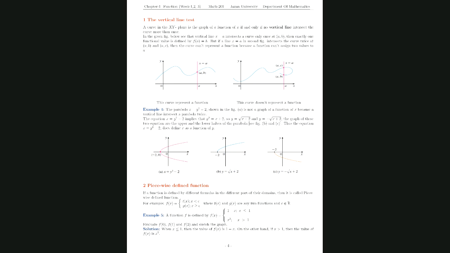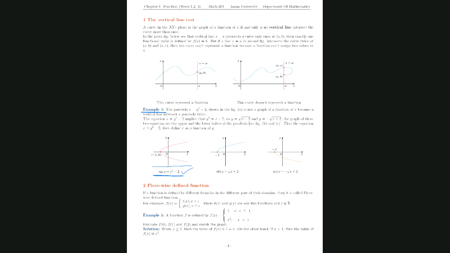Now come to the example. Example number 4. Here some functions are given. Part a: x equal to y squared minus 2. This is the graph given here. Now check this: x equals y squared minus 2. Is this a function of x or not? So how to check?